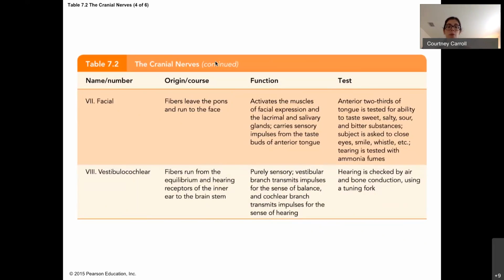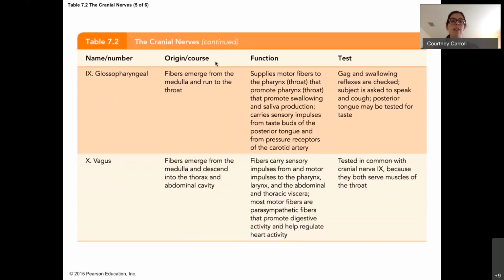Cranial nerve 8 is our vestibulocochlear nerve. This is responsible for going from your inner ear to your brainstem, and this is going to give you both hearing and balance. As we talk about in chapter 8, your inner ear has structures responsible both for hearing and for balance. And so both of that sensory information is going to travel on cranial nerve 8, both hearing and balance.